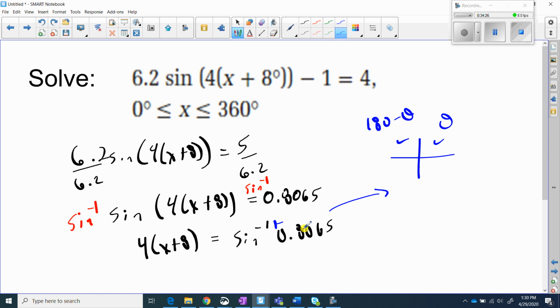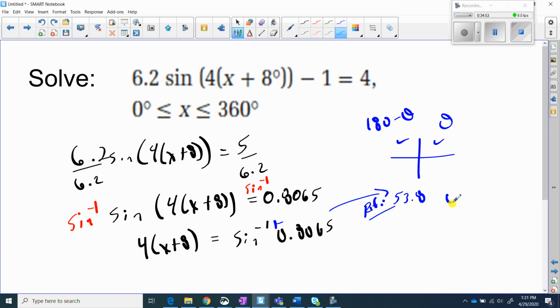Take your calculator, make sure you're in degrees, and go inverse sine of 0.8065. Get your reference angle. I'm getting 53 point. This one didn't give me any restrictions. Let's carry 1 decimal. 53.8. That's my reference angle.